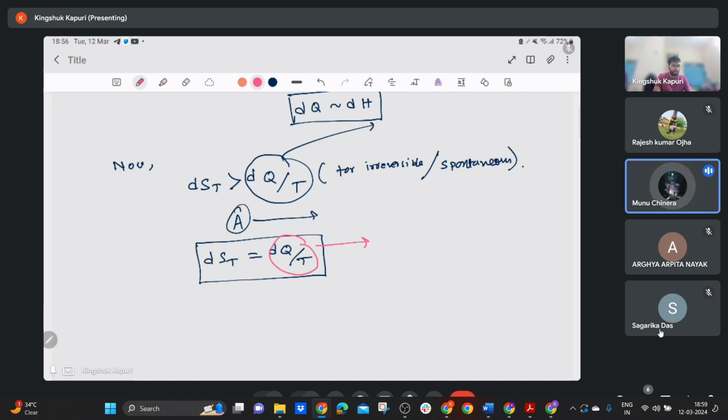Ice and water. Exactly. So ice and water is a very basic example of a reversible reaction.